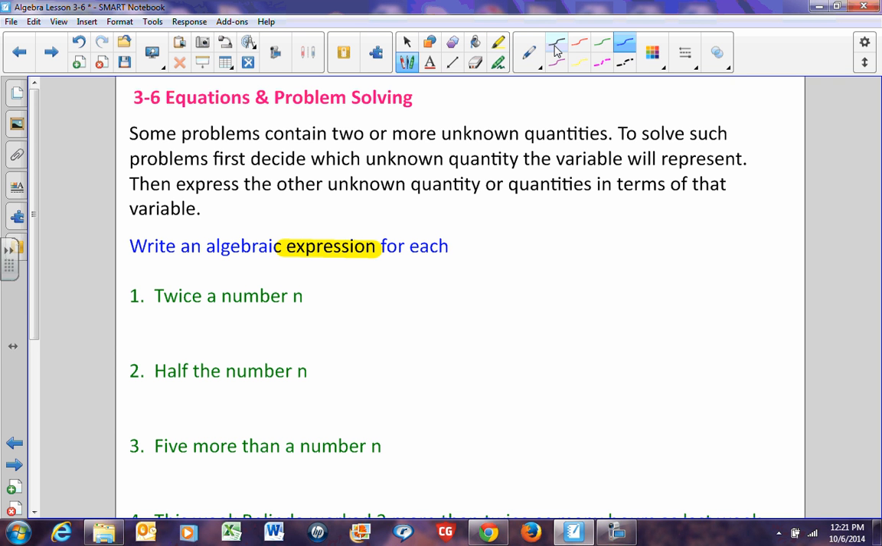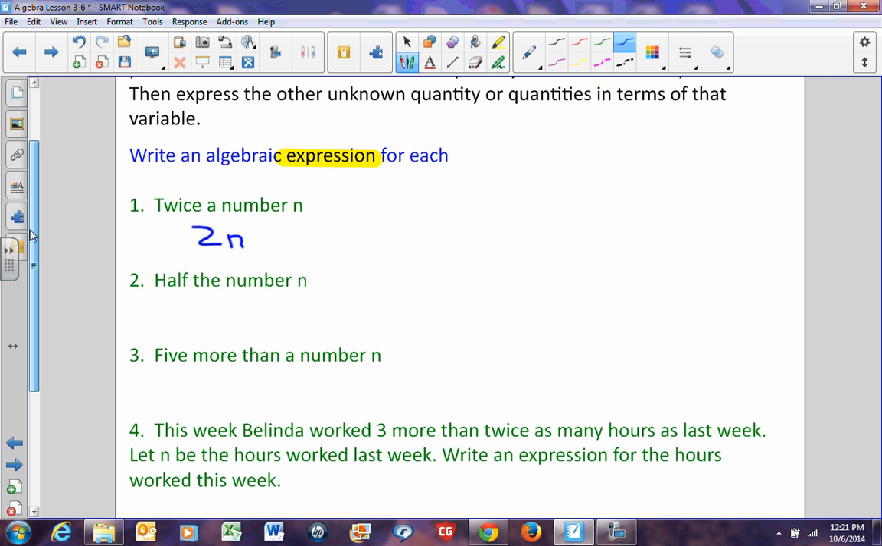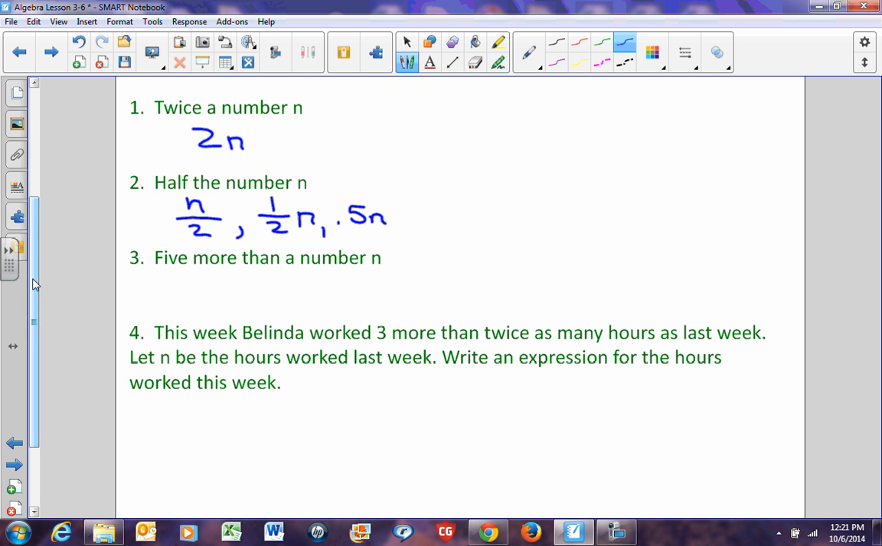Twice a number n. This could be written as 2n. Half the number n. Now this can be written a couple of different ways. This could be written as n divided by 2, because that's half. It could be written as 1/2 times n, because that's half. Or, last but not least, you can decide to write it as 0.5n, because that is also half. Any of those 3 things are acceptable, depending upon how you want to write it. It doesn't really matter. 5 more than a number n. Again, more than means that n comes first. So n plus 5.